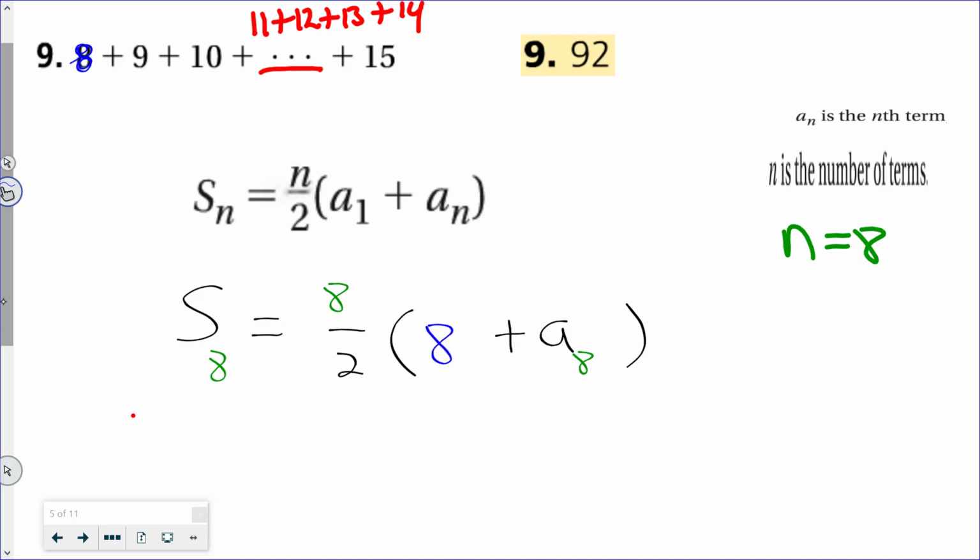What does a subscript 8 mean? What is it? The 8th term or the last term. And what's the last term? 15. Please make sure you understand where this 15 comes from. This 15 is the last term, which is our a subscript 8. A subscript 8 is the last term. So it's 15.